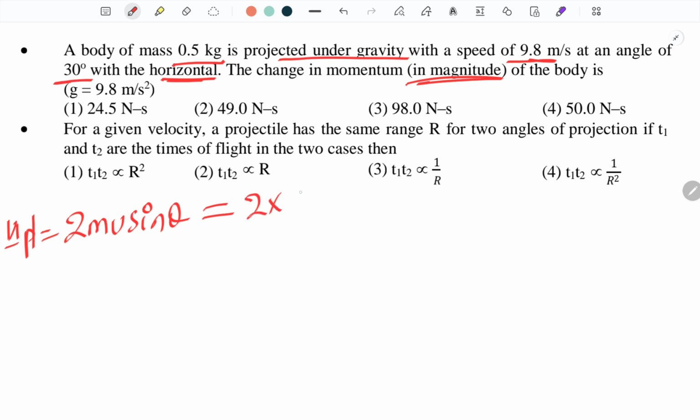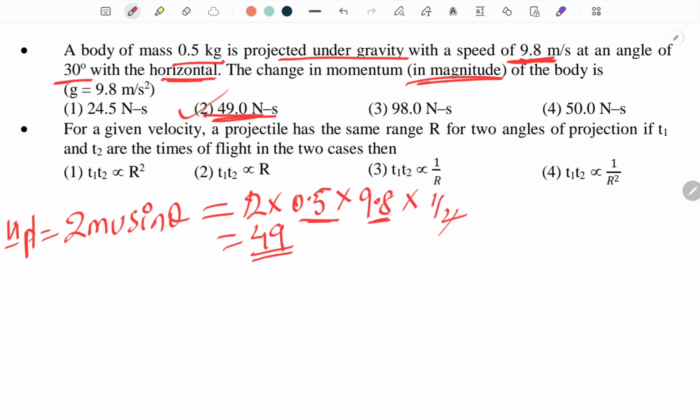Just substitute 2 into m 0.5, u 9.8, sin theta half. You solve this, you get the answer 49. So 49 is the correct answer. So this one was a simple one. Clear? So let's move on to the next particular question. आई थिंक डेसिमल में कुछ फ़र्क है, 4.9 आना चाहिए, 9.8 से करेंगे तो 98 होना चाहिए था शायद. ओके, anyhow magnitude value तो सेम आ रही है.